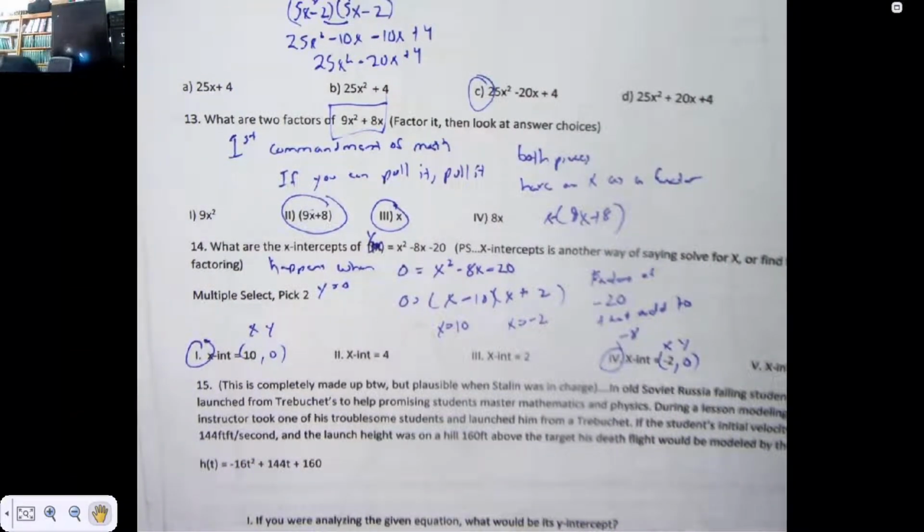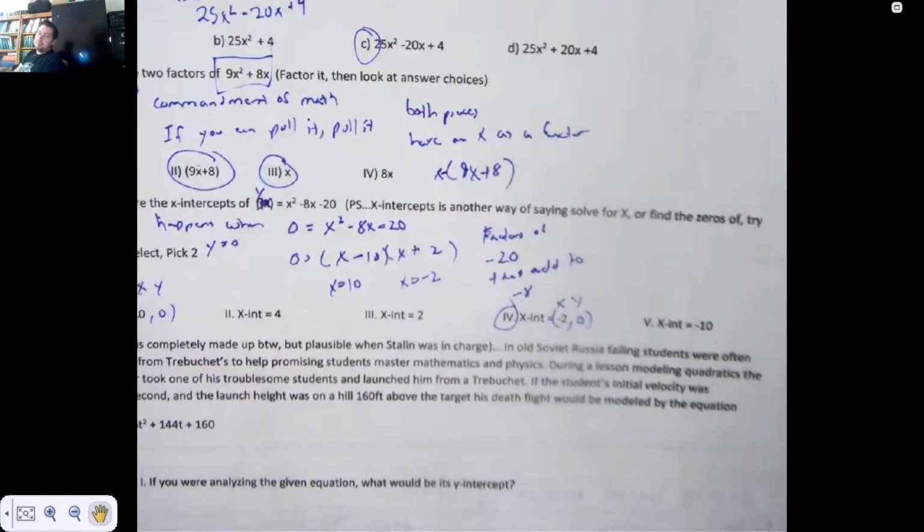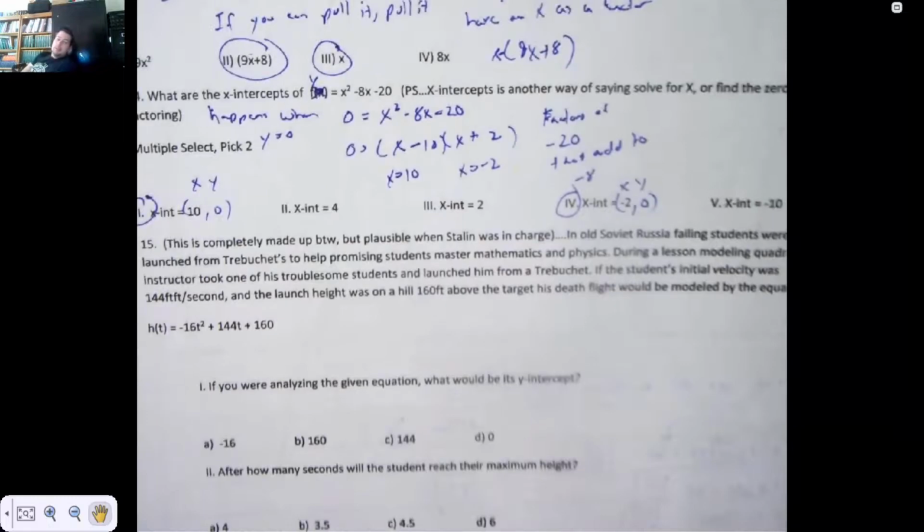Here's the mean Russian problem. It's a made-up problem, by the way. So anyways, you've got a height function given. It's negative 16t squared plus 144t plus 160. I bet 45% of the student body missed number 1, and that is an absolute shame. You're not supposed to miss number 1. You're not supposed to miss it.